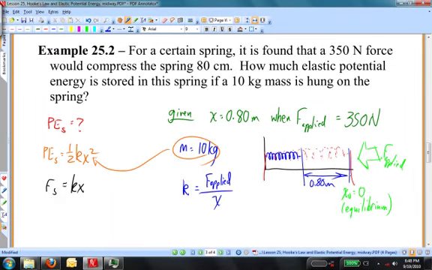The applied force is 350 newtons. The distance of compression is 0.8 meters. I'm going to put that into my equation. And now it goes into the calculator, and I get that the spring constant is 437.5 newtons per meter.